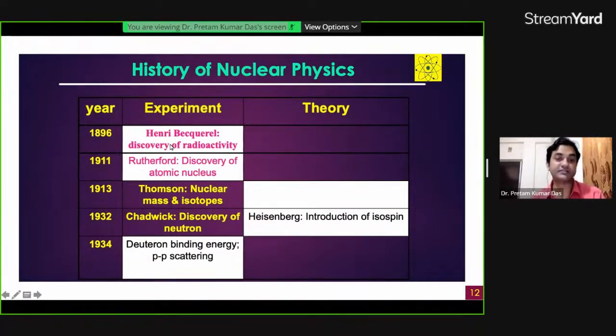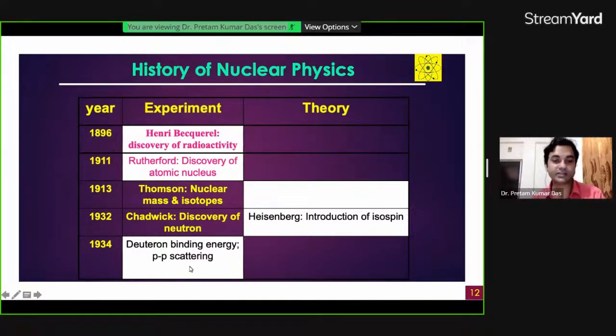So this is the history of nuclear physics. It started after the discovery of radioactivity by Henri Becquerel in 1896. And I have divided it according to year and experiment or theory. So in 1911, Rutherford discovered the atomic nucleus. In 1913, Thomson found nuclear mass isotopes. And in 1932, Chadwick discovered the neutron. And in the same year, Heisenberg introduced the isospin.